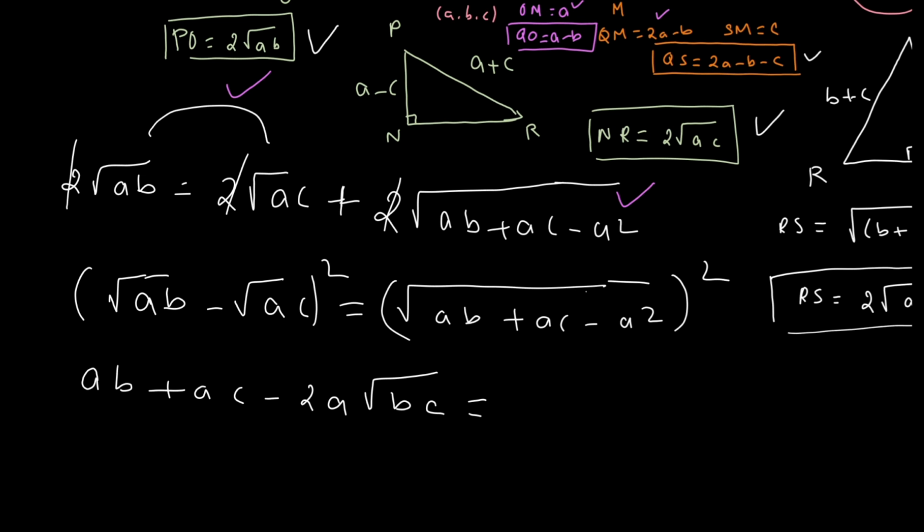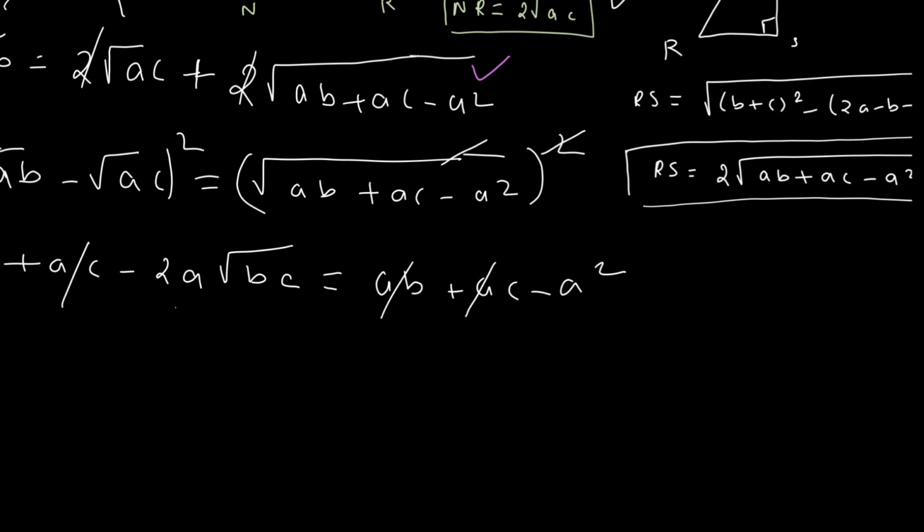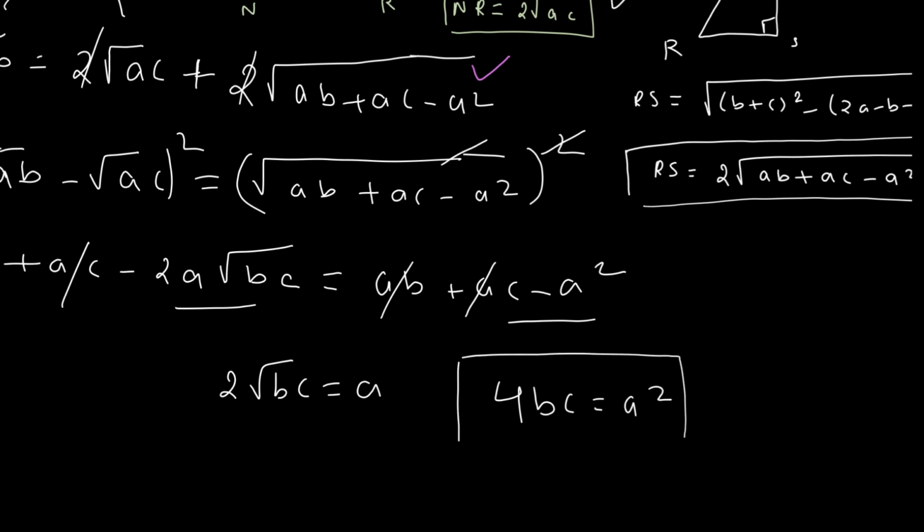This equals, now on the right hand side, the square root and the square got cancelled out. So simply AB plus AC minus A square. AB and AC got cancelled out on both sides, and if I simplify the remaining two terms, I will get 2 square root of BC equals A. Now to simplify this further, we can simply square both sides. So 4 times BC equals A square, and that's the relation that we were looking for.